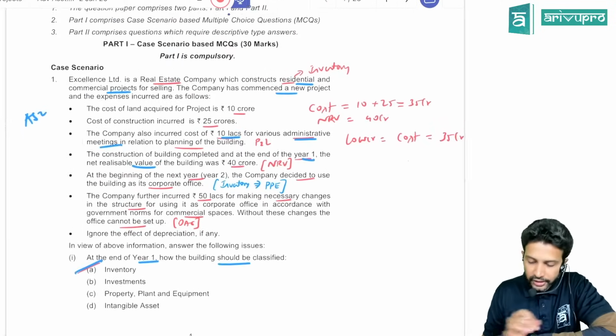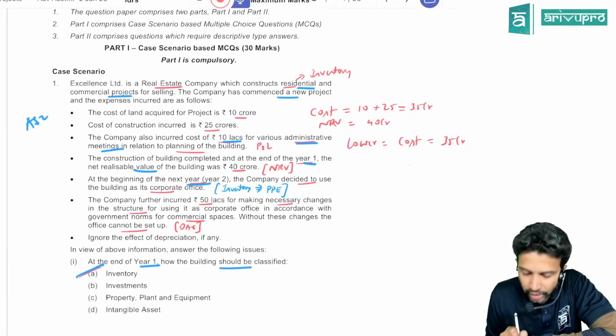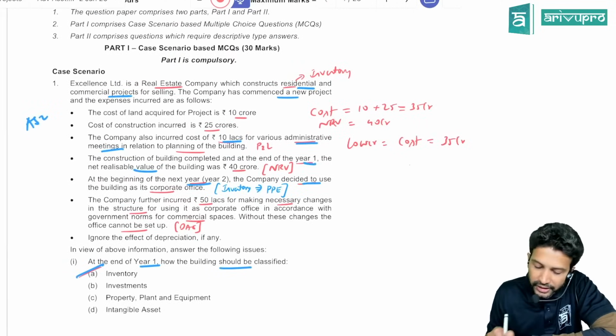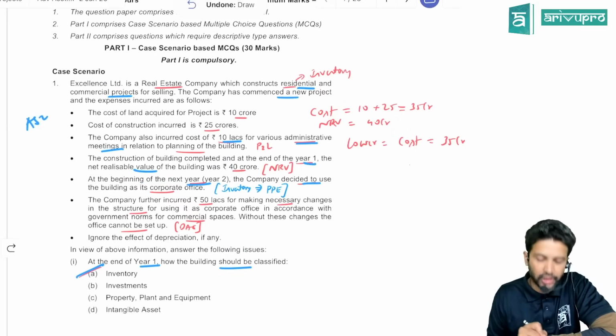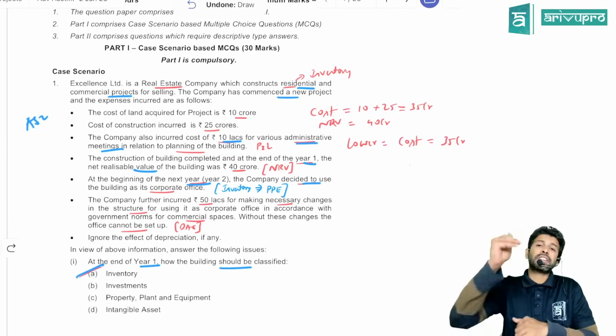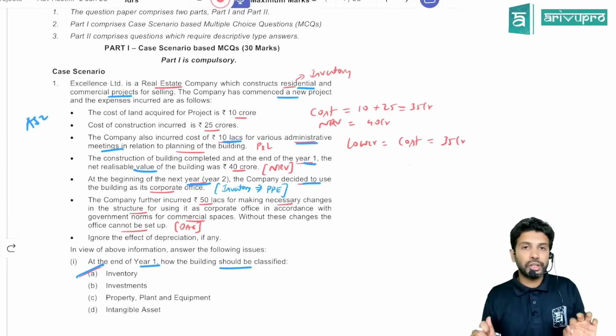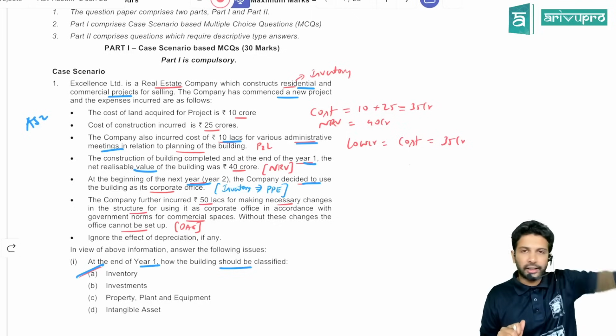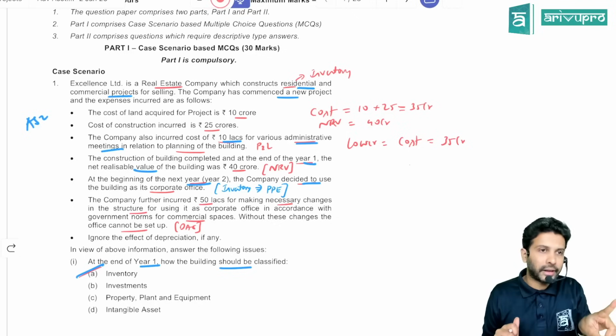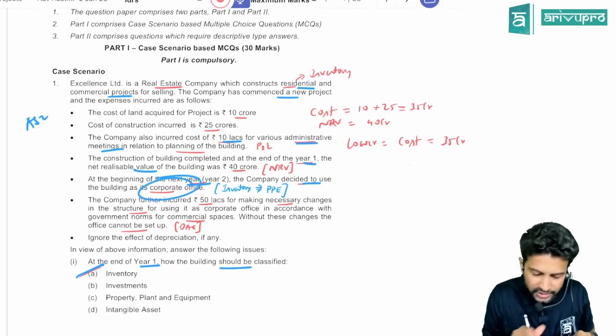So then let's read the case further. At the beginning of the next year, that is year 2, the company decided to use the building as a corporate office. So in the first year when they constructed, what was the intention? To use it for their purpose or to sell it? Sell it. That means in the first year, this was an inventory. In the second year, is it still inventory?